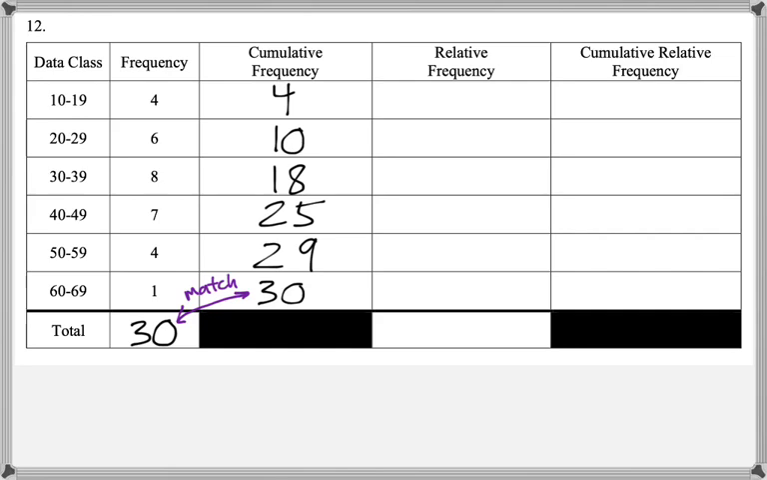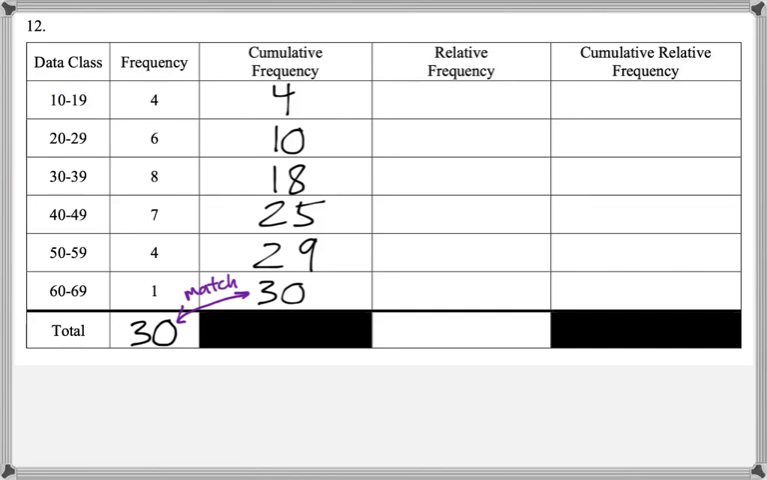And the cumulative frequency of your last class should always match your total number of data items. So just to recap, this 18 means that there's 18 items between 10 and 39. This 25 means that there's 25 items between 10 and 49. So it's cumulative.